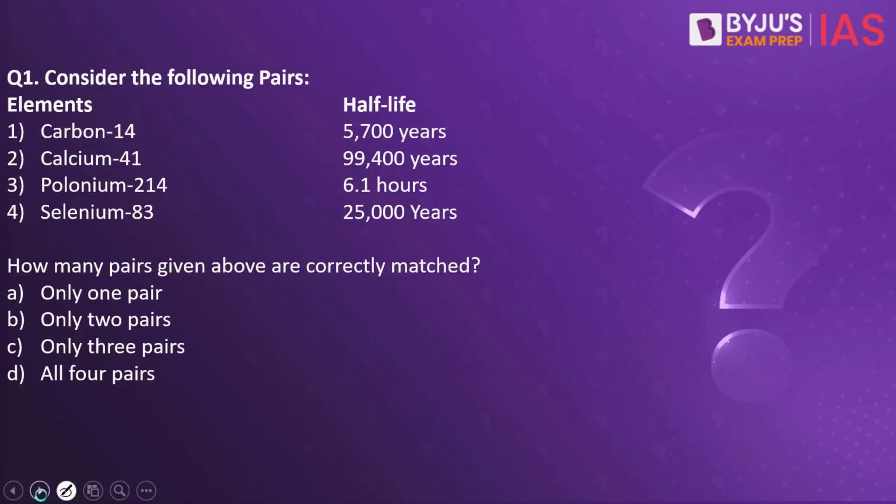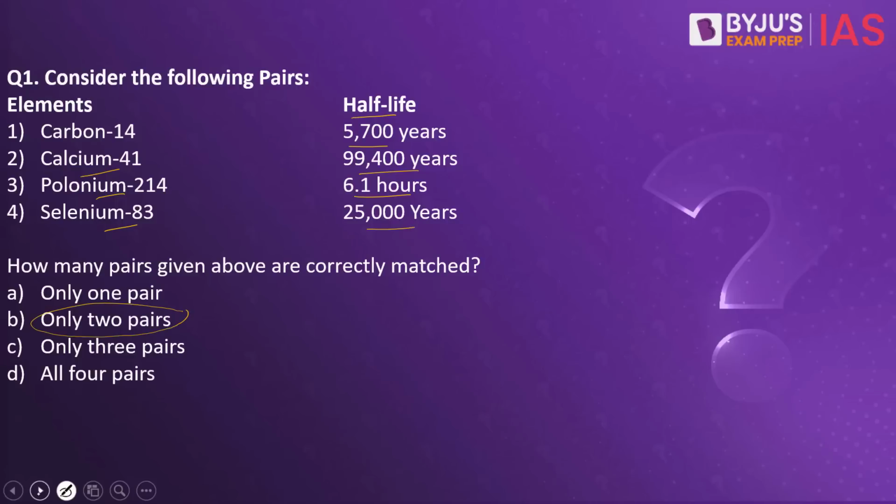Consider the following pairs. We have the elements on one side, the half-life of these elements on the other side. Carbon 14, 5700 years; calcium 41, 99,400 years; polonium 214, 6.1 hours; selenium 83, 25,000 years. How many pairs given above are correctly matched? The answer to this is only 2 pairs.